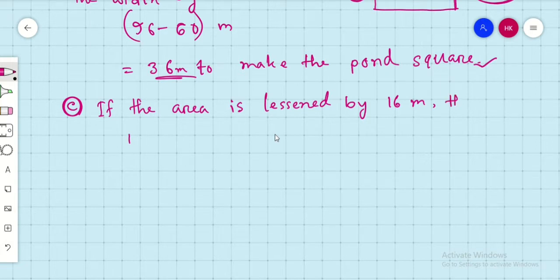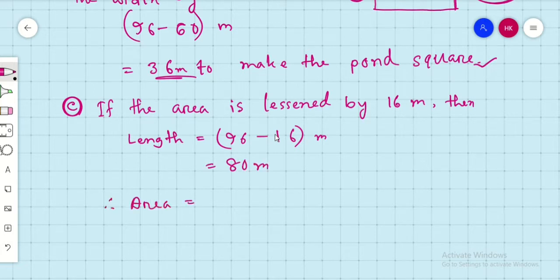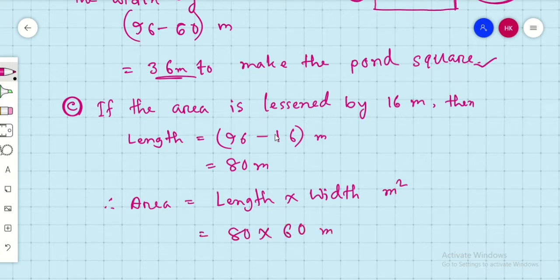then length equal to 96 minus 16 meter equal to 80 meter, right? Therefore area, what will be the area? Area will be length times width meter square, that means our square unit, that means 80 times 60 meter square, that is 4800 meter square. This is the answer of number C.